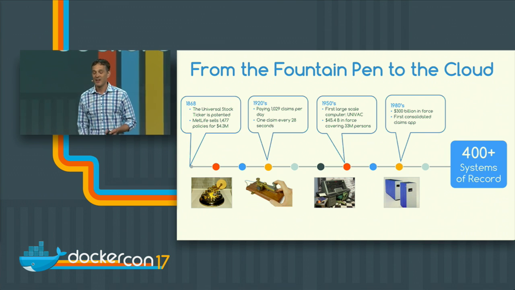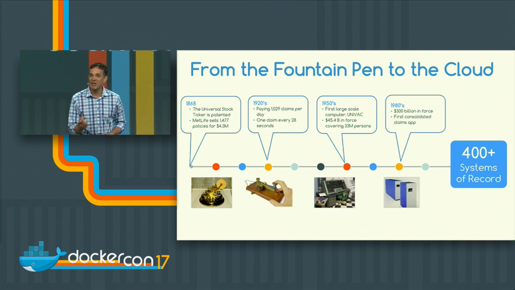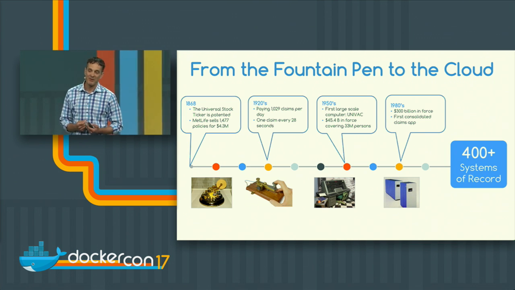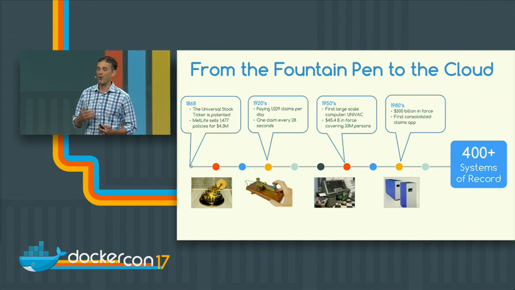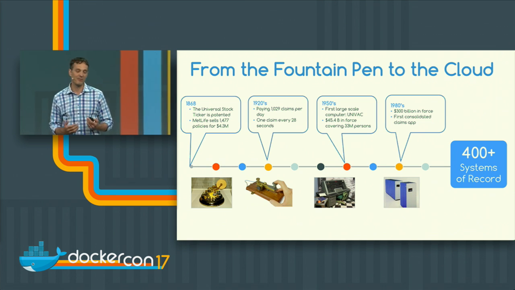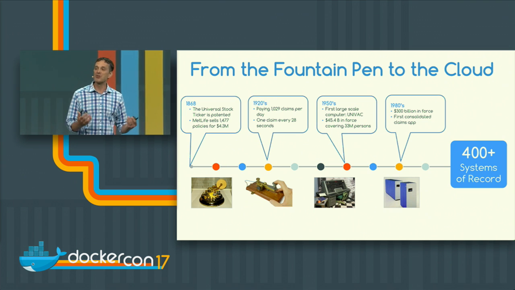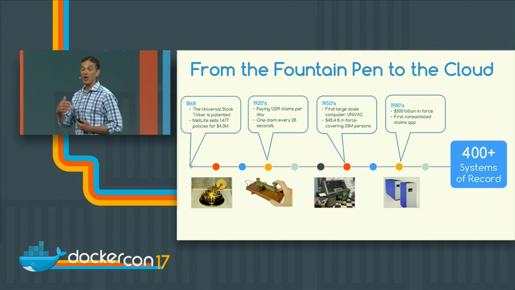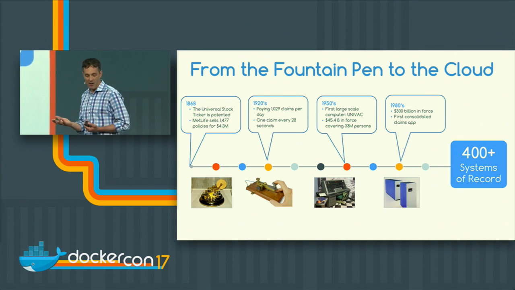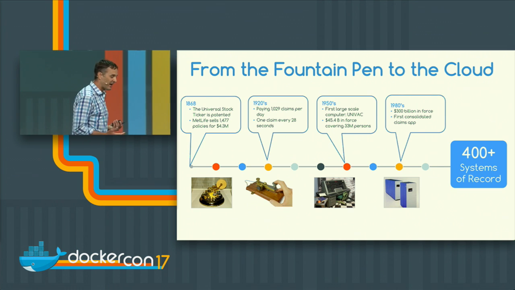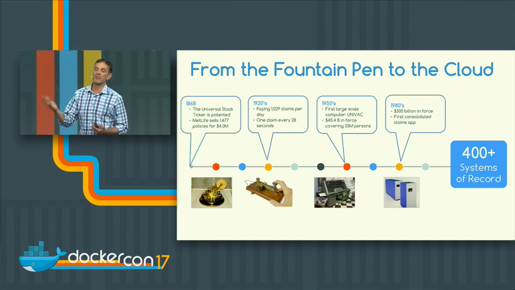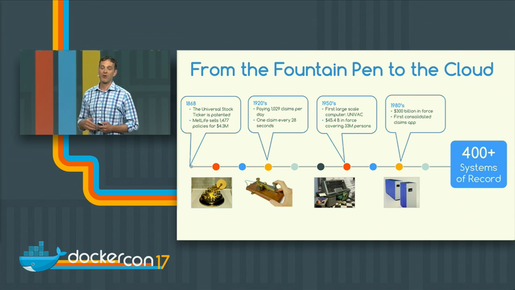And then in 2000, MetLife becomes a public company, right? And this fuels another wave of growth, right? We acquire new businesses. We expand into emerging and developing markets. We go into adjacent businesses. And what we end up with by the first part of this decade is over 400 systems of record spread around the world.